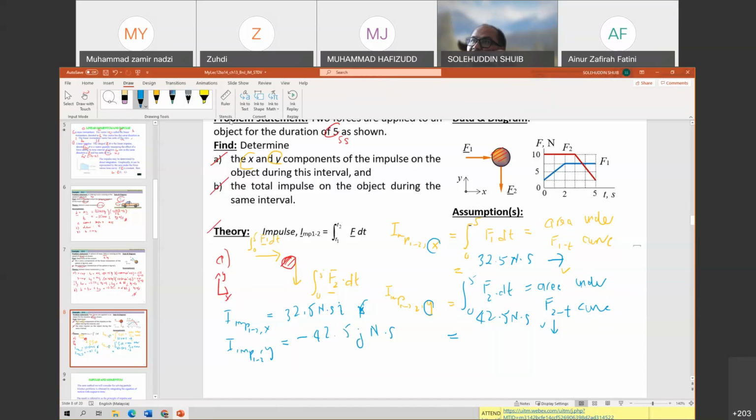For part B, simply you just add up the value, the total impulse for X and Y. So for B, the total impulse on the object during the 5-second interval, we're going to get impulse 1 to 2. You add up these two, so you get 32.5 I minus 42.5 J, and don't forget the unit Newton second.